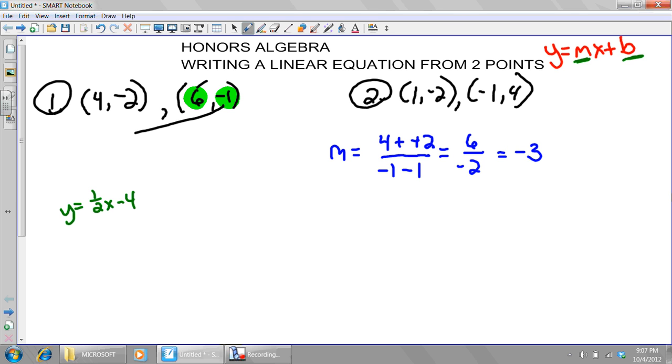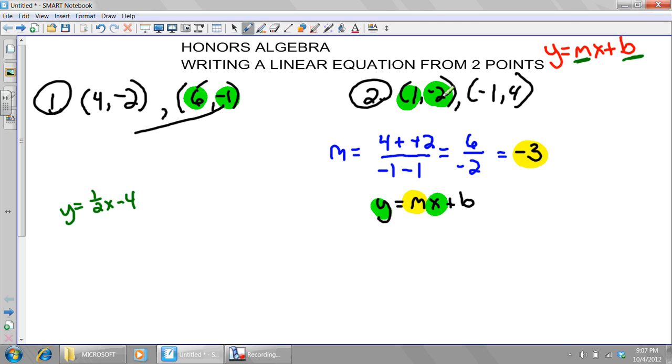Now, step 2, I'm going to find b. But to find b, I have to plug in a y, the slope, and an x coordinate into the equation y equals mx plus b. Well, I know from the last problem my slope is right here. I need a y, and I need an x. Oh, look at this. I have a y and an x right there.